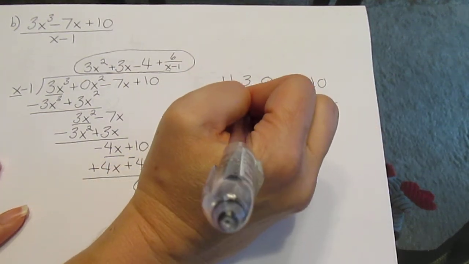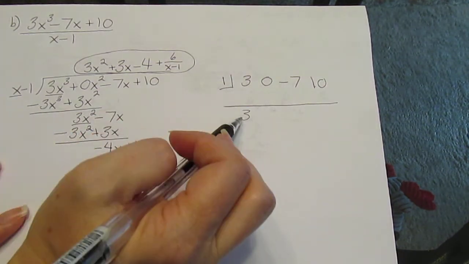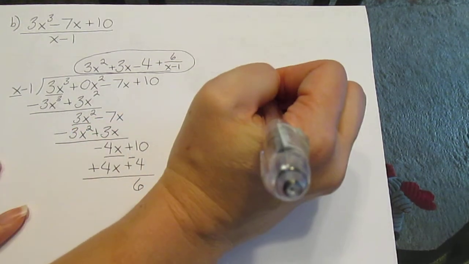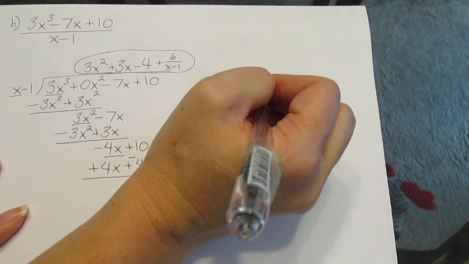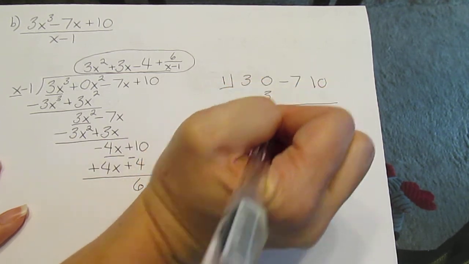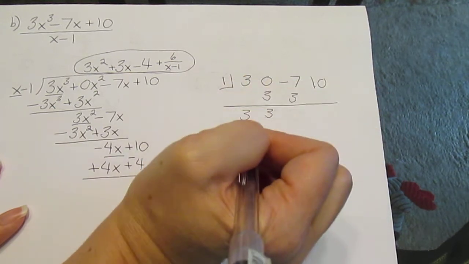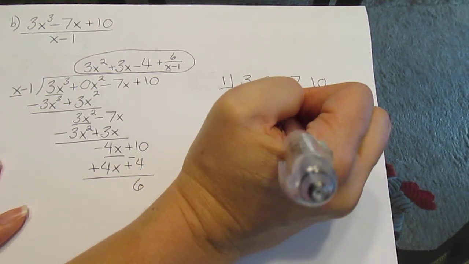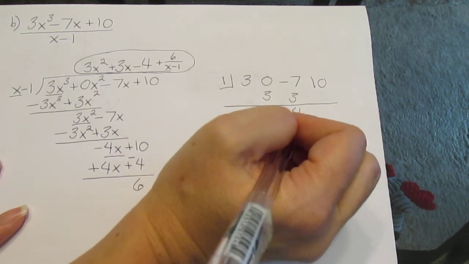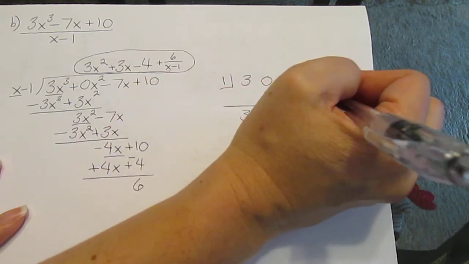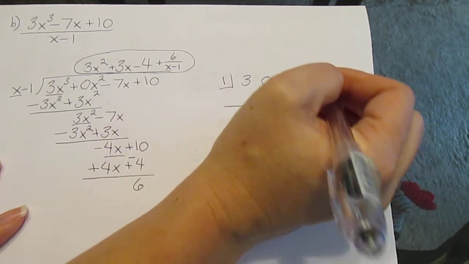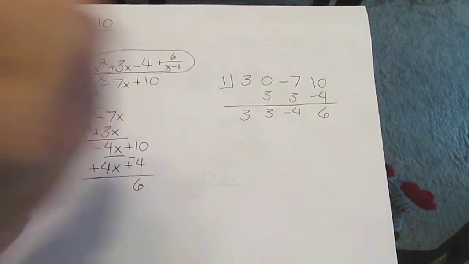Bring the first coefficient down. 3 times 1 is 3. Add these, so we get 3. 3 times 1 is 3. Add these, we get negative 4. Negative 4 times 1 is negative 4. Add these, we get 6.